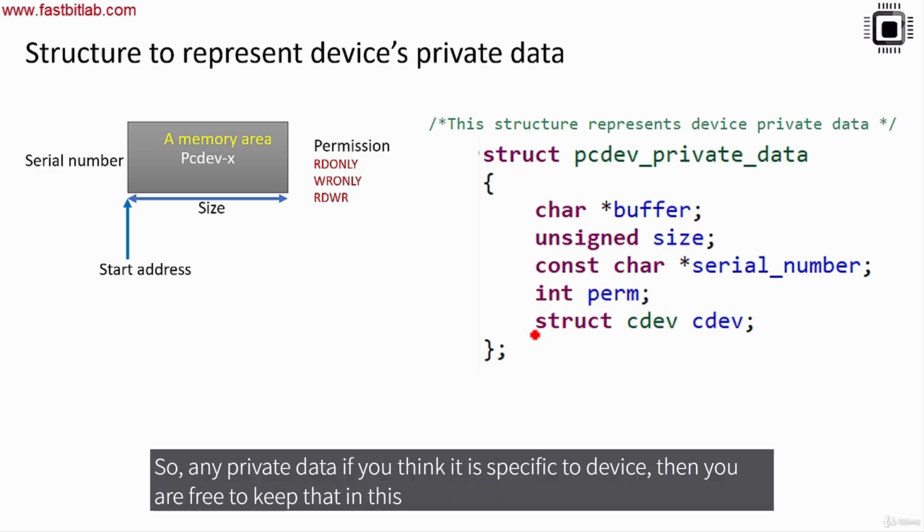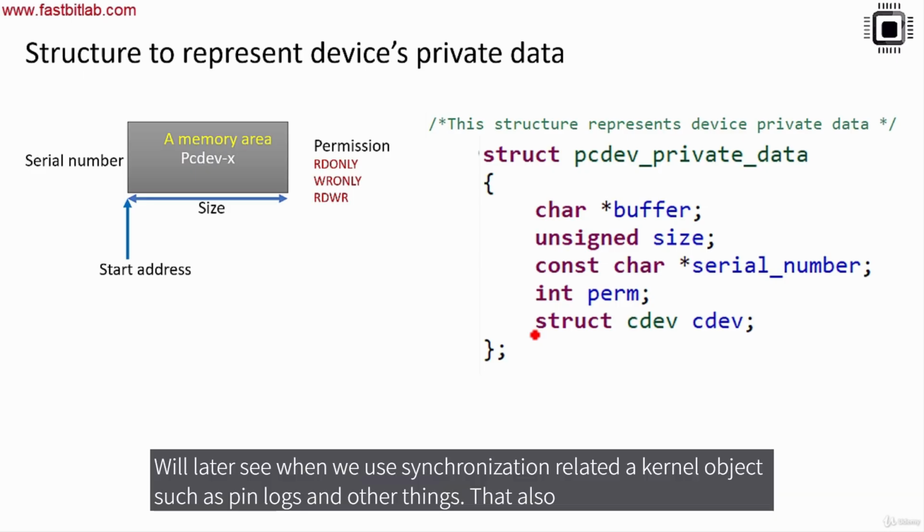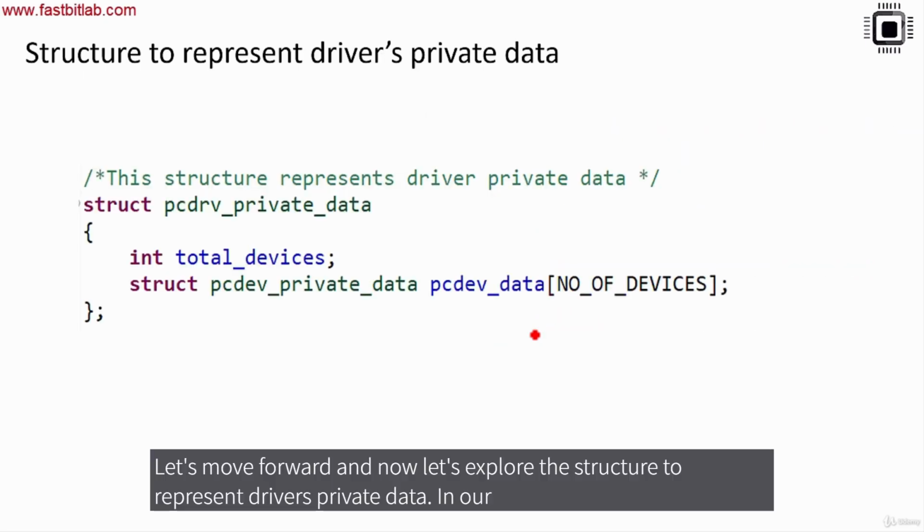So any private data, if you think it is specific to the device, then you are free to keep that in the structure. We'll later see when we use synchronization related kernel objects such as spin locks and other things, that also, if it is device specific, goes into this structure. Let's move forward, and now let's explore the structure to represent the driver's private data.